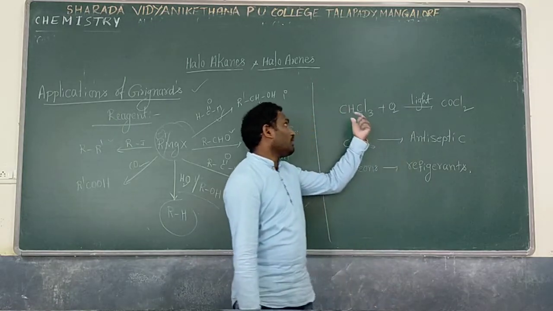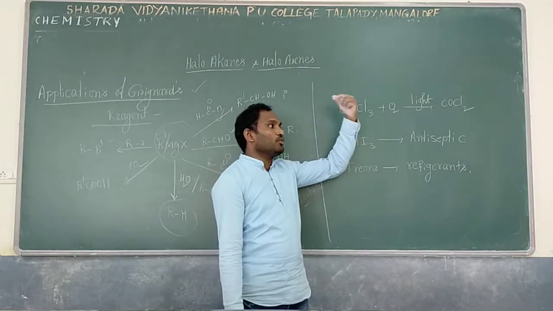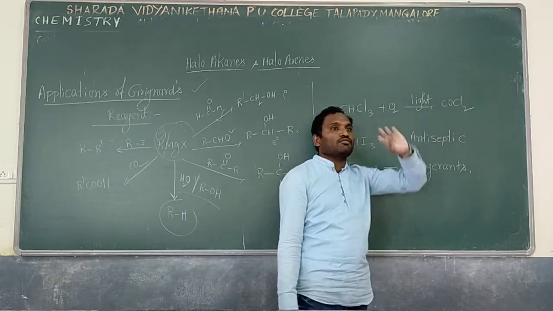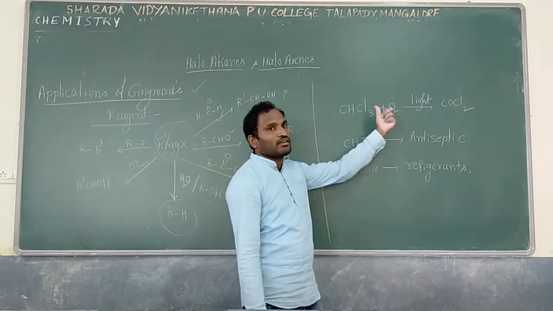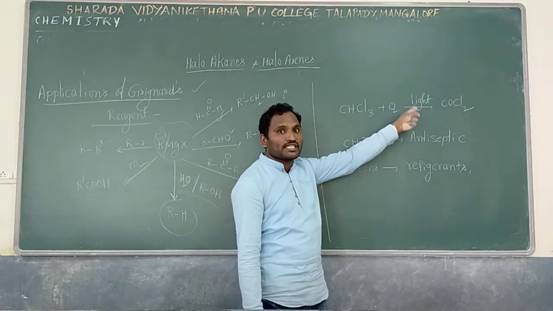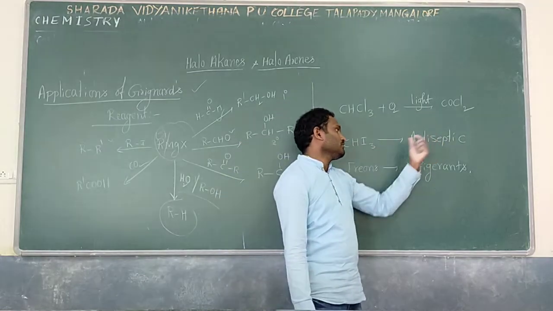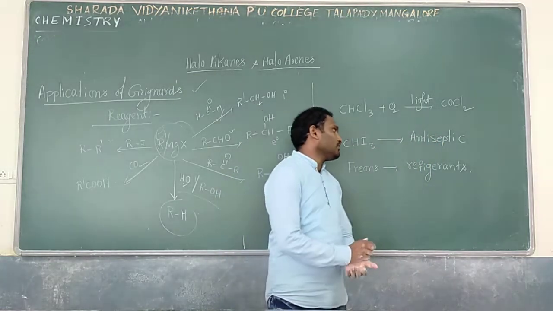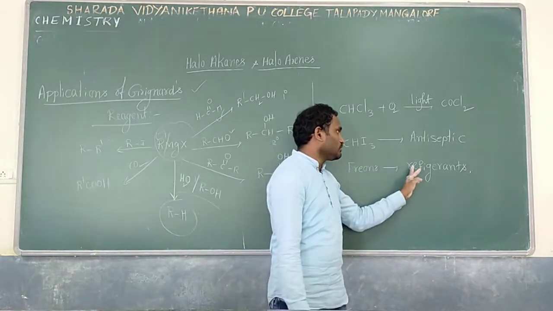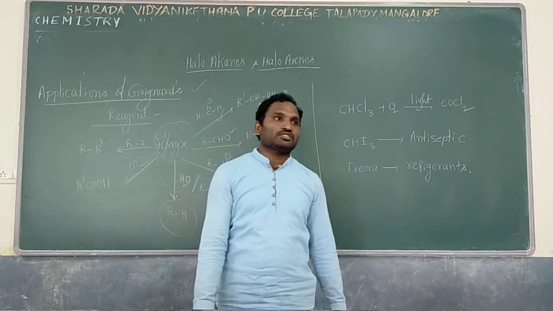Next one, some polyhalogen compounds. This is chloroform. If you keep it in the presence of light, what happens? Which gas will be released? Phosgene gas, COCl2. It creates liver and kidney damage also. So it is considered a poisonous gas. Next one, iodoform. Iodoform is used as an antiseptic. Next one, freons. Fluorocarbons, CF2Cl2, those are used as refrigerants. So these are some important things.